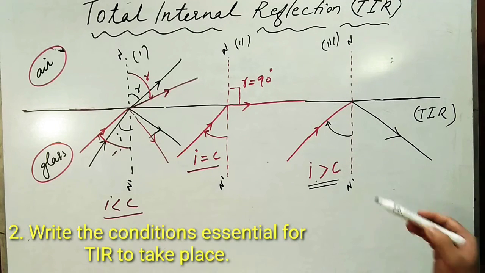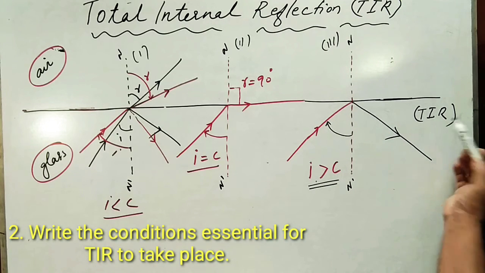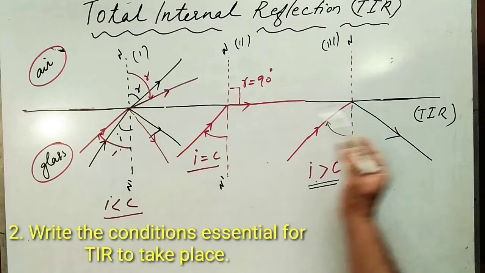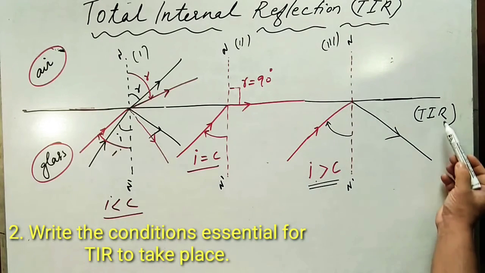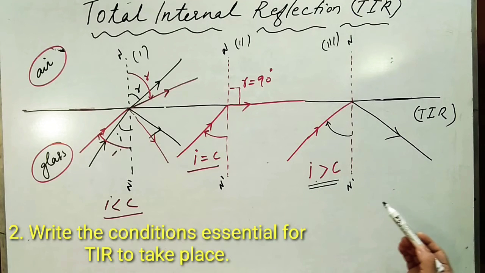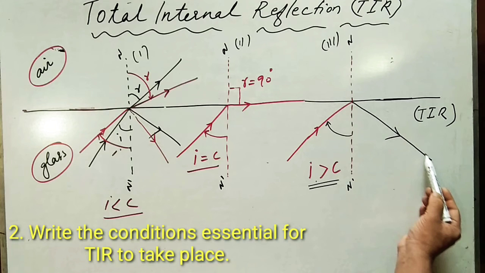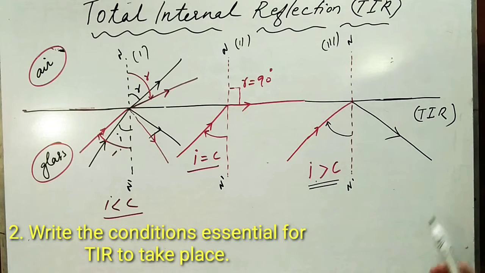Why is it called total internal reflection? You can see that it is coming back to the same medium, striking a surface, the glass-air interface. So it is known as reflection. Why is it called total internal reflection? It has been experimentally found that the whole energy, the whole intensity of the light is getting reflected back to the same medium. That's why it is known as total internal reflection.